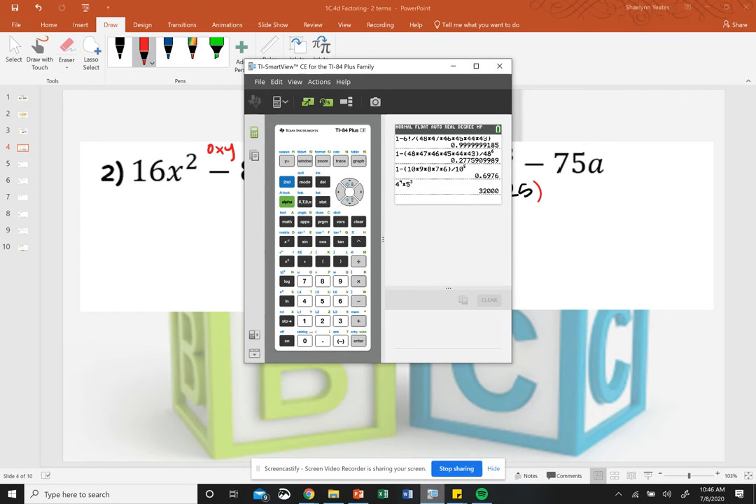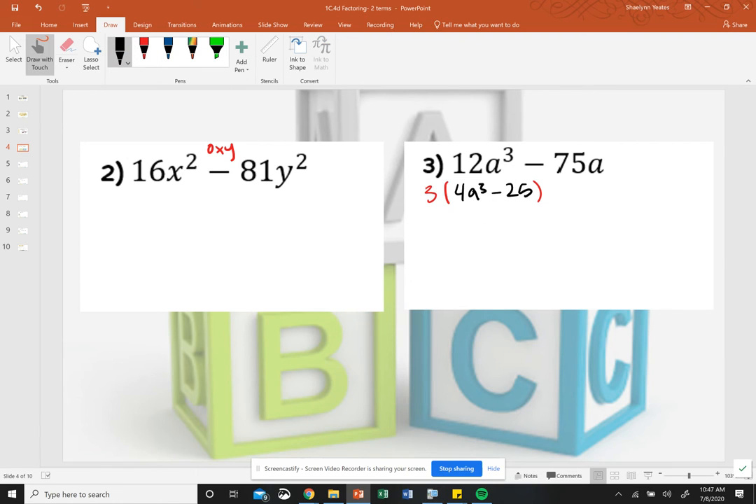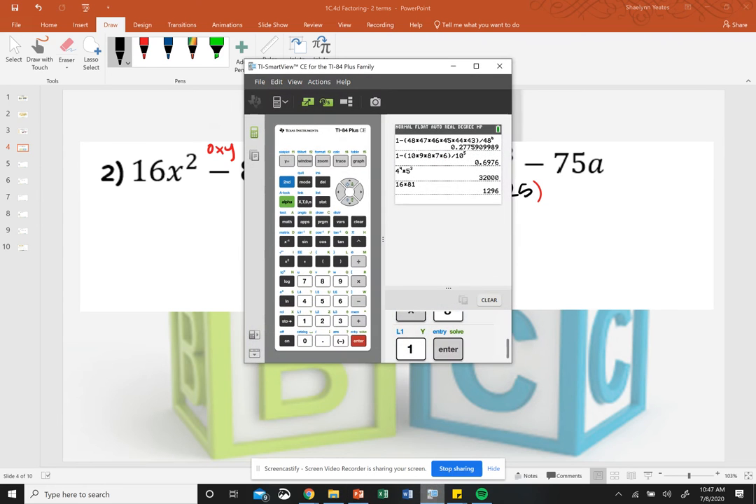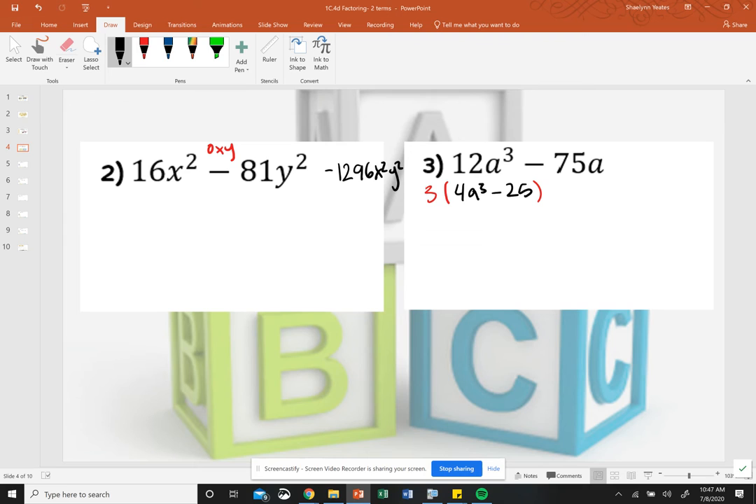Here's a calculator. Okay, now we can do 16 times 81, and we get 1,296. Whew! But luckily, I got a quick little cool thing. 1,296 x squared y squared. So if I want to split that up into two pieces that equal each other, the easiest way to do that, just take the square root of the number. We get 36. So we have 36xy and negative 36xy. That's the only way to split that up so that it adds to 0, right?